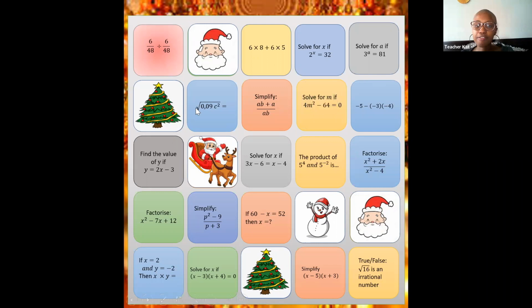solve for m if 4m squared minus 64 is equal to 0. Your 3 minutes have started, guys. We are very close to bingo. It is making me tense. I can smell the bingo. Now we have so many possibilities of where bingo could be. Oh my goodness. Oh, wow.